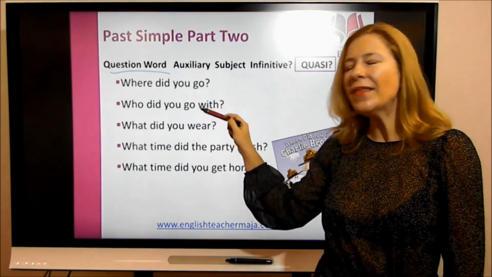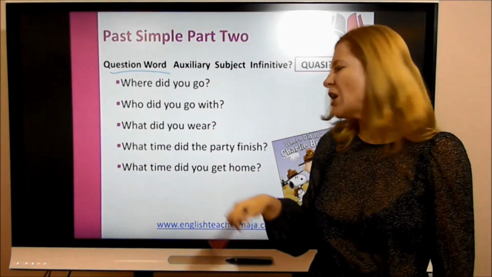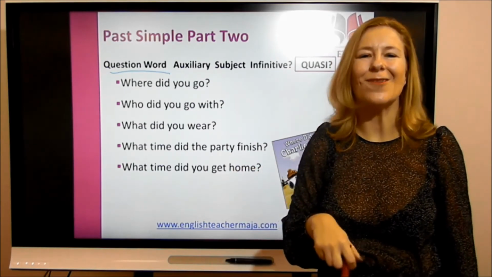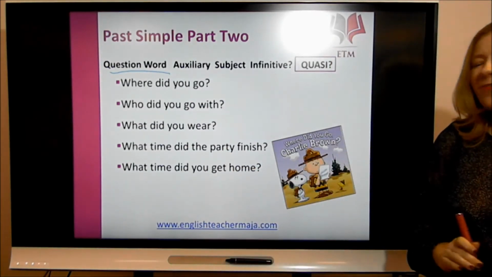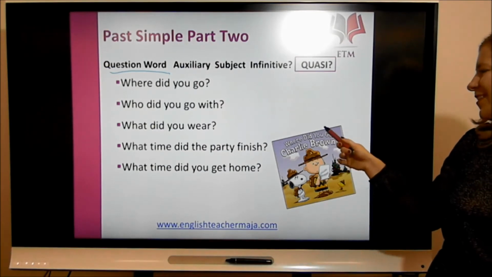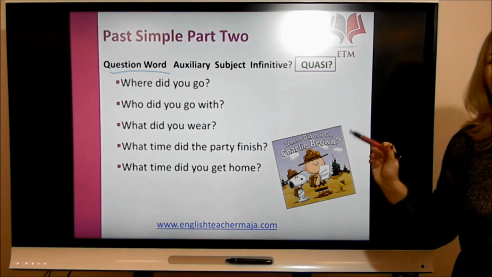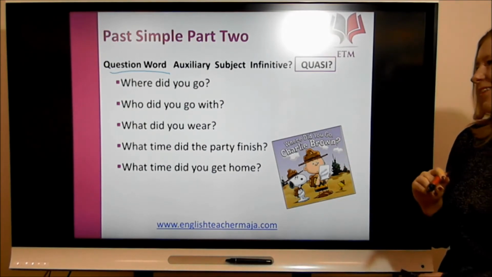Who did you go with? What did you wear? What time did the party finish? What time did you get home? Okay, and a very nice example for you. Where did you go, Charlie Brown? Okay, so where did you go? Where is a question word, did auxiliary, you subject, and go infinitive.